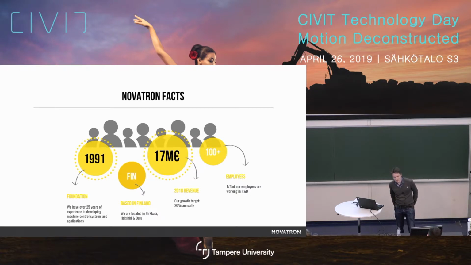Novatron has actually been growing at least for the 5 years. For example, nowadays there are 100 people working for Novatron, or over 100 people, but just in 2015 there were only 40 people working for Novatron. So just in 4 years the amount of people has actually doubled. And also one interesting fact is that almost 1/3 of our employees are actually working on R&D. So we are heavily investing in the research side of development.